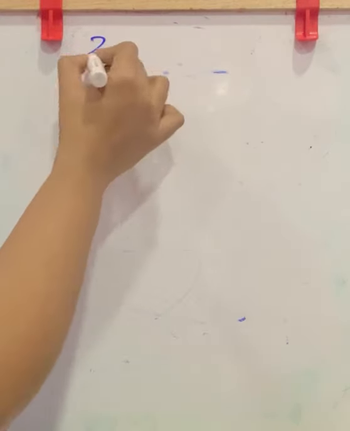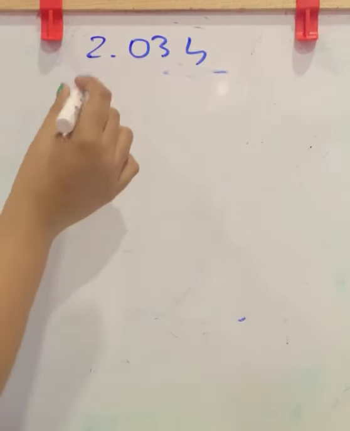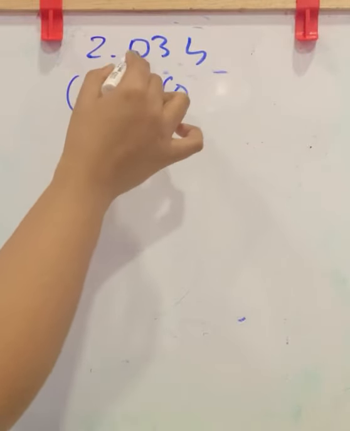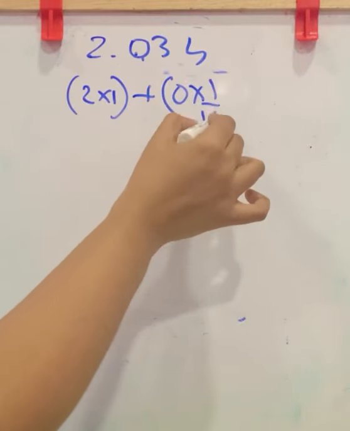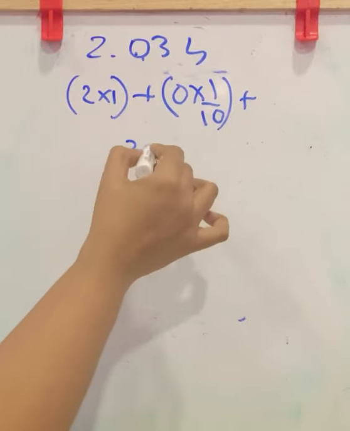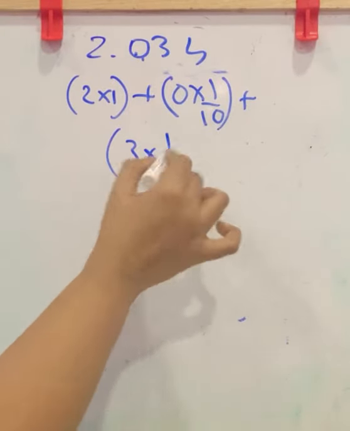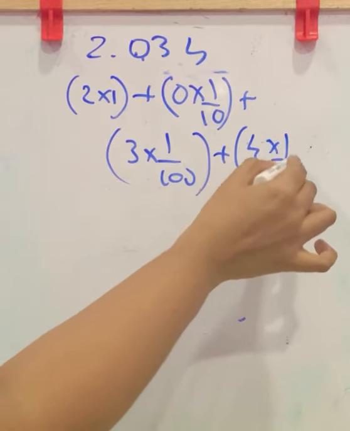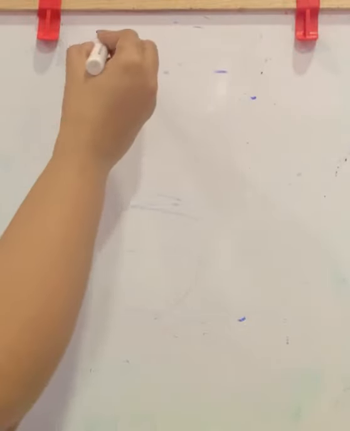Now next 2.034. This is unit place. So 2 into 1 plus this is in 10th place, that is 0 into 1 by 10 plus 3 into 1 by 100. And last one is 4 into 1 by 1000. This is the expansion. Next, write the place value of 2 in following decimal numbers.